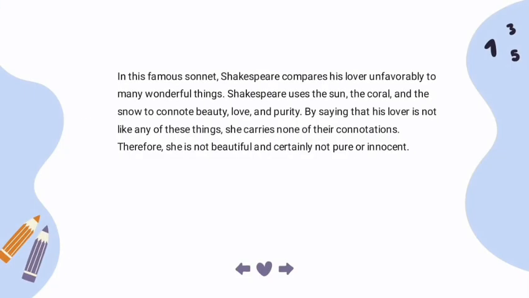In this famous sonnet, Shakespeare compares his lover unfavorably to many wonderful things. Shakespeare used the sun, the coral, and the snow to connote beauty, love, and purity. By saying that his lover is not like any of these things, she carries none of their connotation. Therefore, she is not beautiful and certainly not pure or innocent.